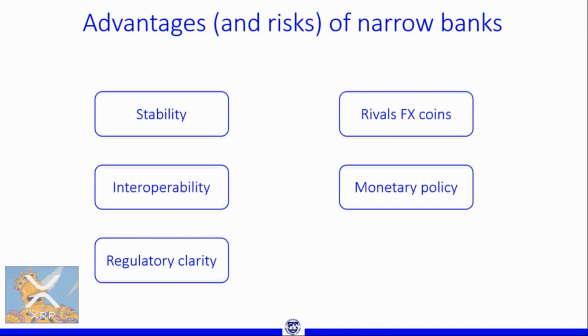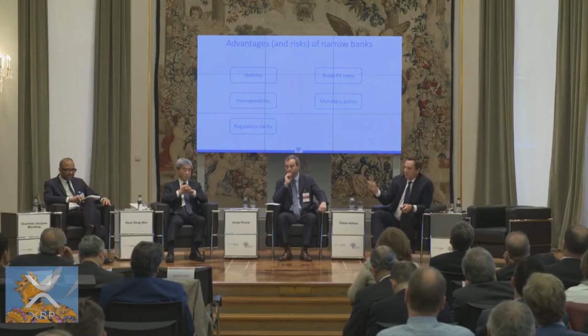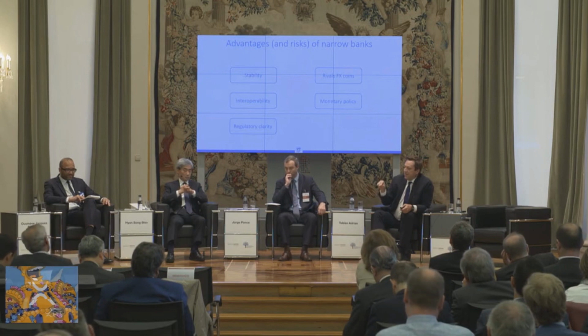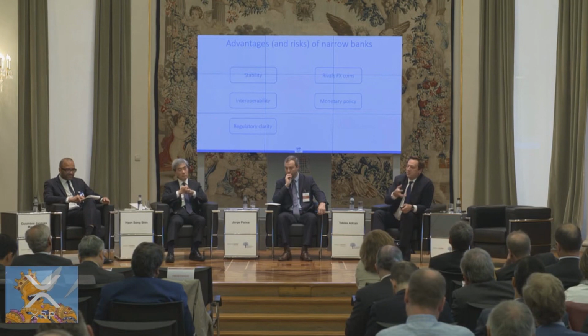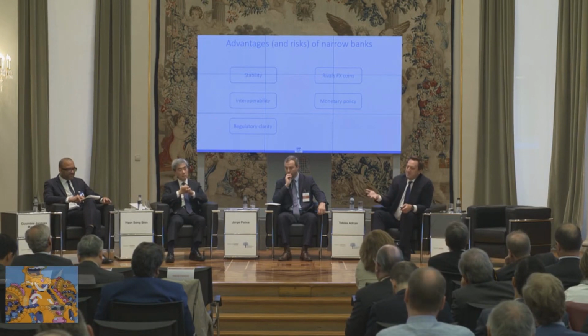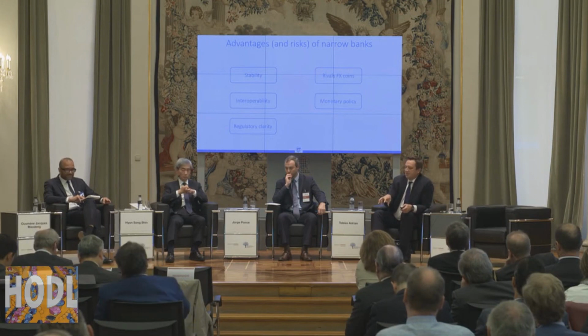It would be interoperable because presumably the private operator of the stablecoin would have incentives to have interoperability, and the narrow bank could be plugged into the RTGS, the real-time gross settlement system, whatever payment system is existing in the country. There would be regulatory clarity because this would just be a banking license, so it would be regulated like a bank, but a very, very simple bank, because the very simple bank just has assets, which are reserves with the central bank, and liabilities, which are the tokens that are issued.